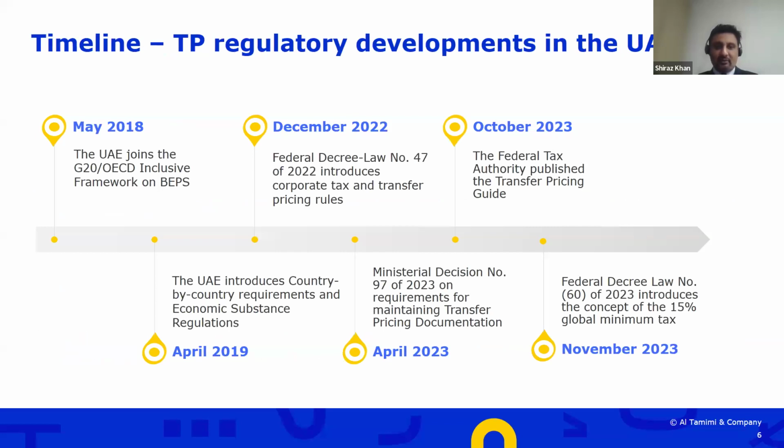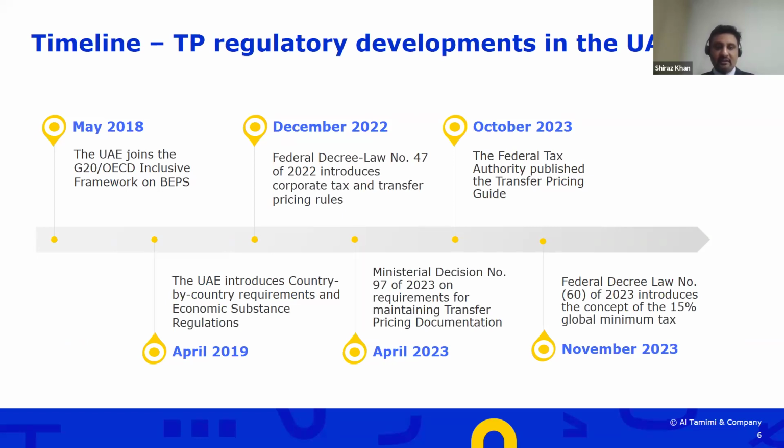So in terms of the timeline, we've seen a number of developments happen: how the UAE has aligned with international developments, how it's committed to comply with a number of international commitments, and how generally it's aligned itself with best practices which are happening in other countries. I think the starting point of this pretty much was in May 2018, where the UAE joined the BEPS Inclusive Framework.